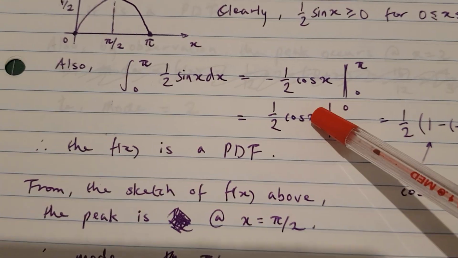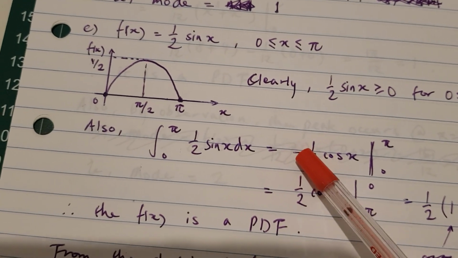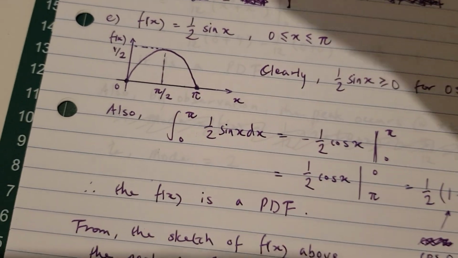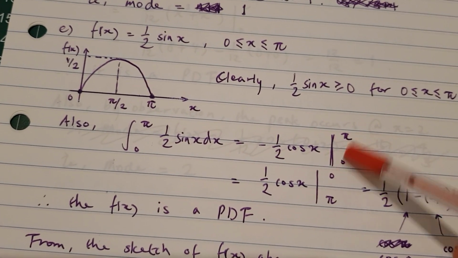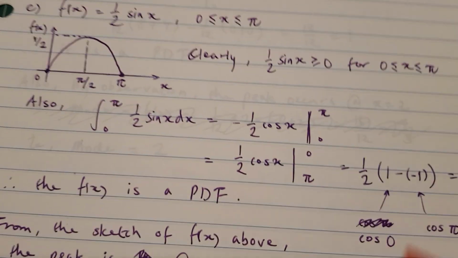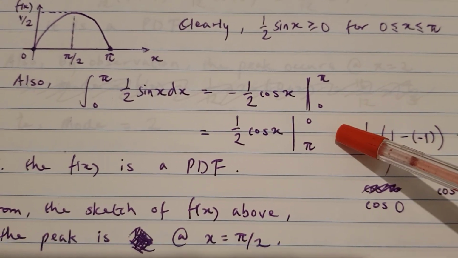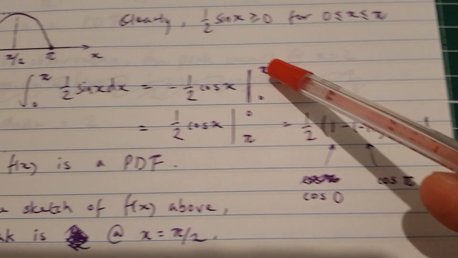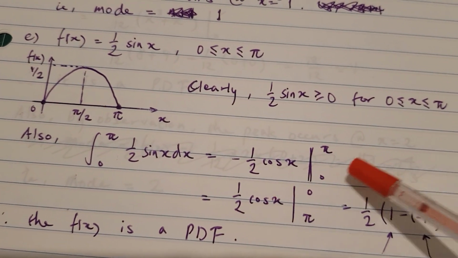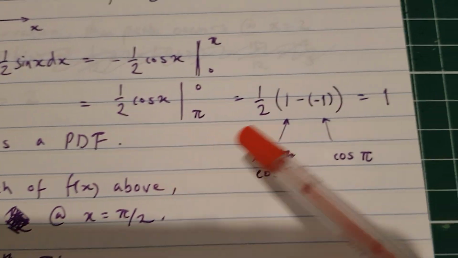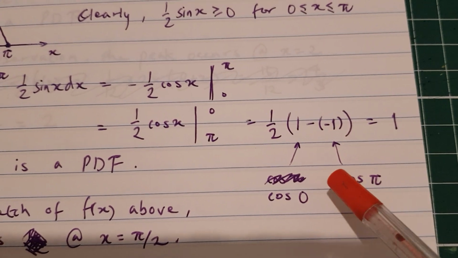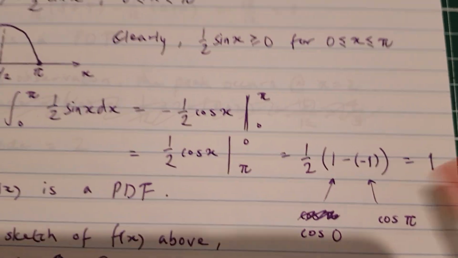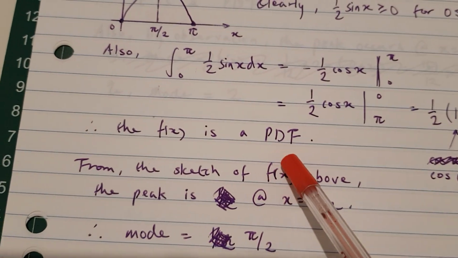Then now I do a little trick. If I don't want to deal with the negative, I drop the negative sign and then swap that order. That's the little technique that you can do. Or if you don't like that technique, you can just substitute as usual. Just be careful with the negative sign though. And if you do that, recalling all the exact values from the trig functions, then you get 1. So therefore, this is indeed a PDF.